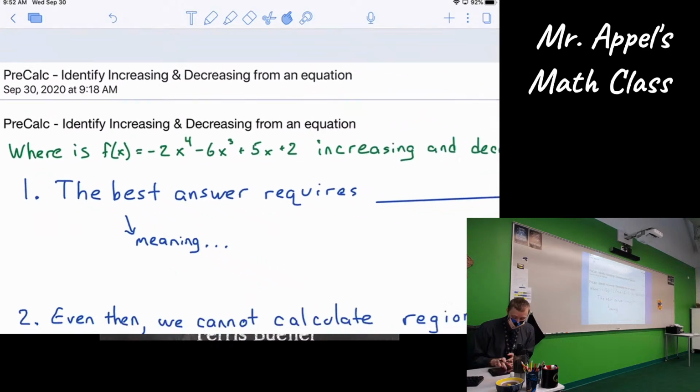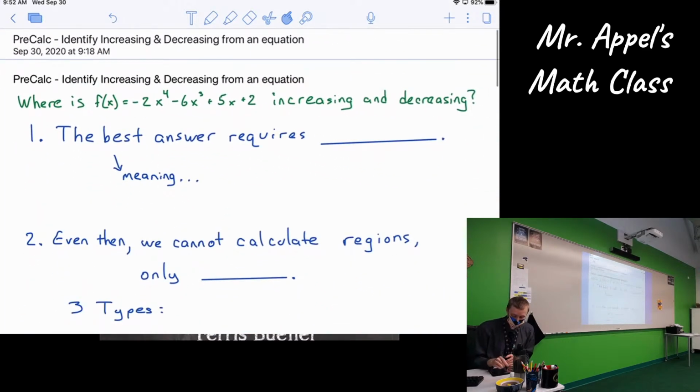So we want to know how you could take an equation, for example, this guy, f of x is negative 2x to the 4th minus 6x cubed plus 5x plus 2. Where is that increasing and decreasing? How are we going to be able to tell? Because that would be really useful if we could just sort this thing. Okay, it's between here and here, it's going up. Between here and here, it's going down.